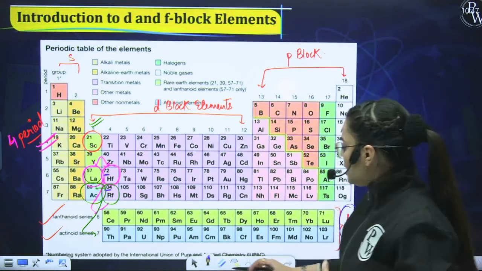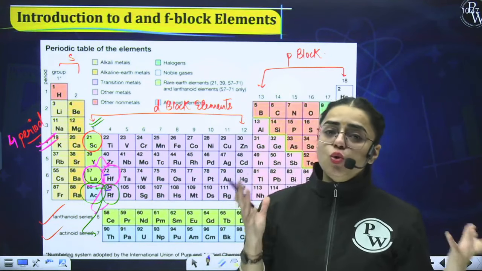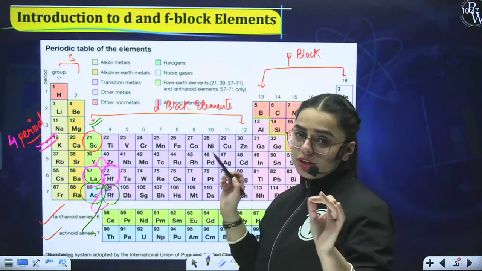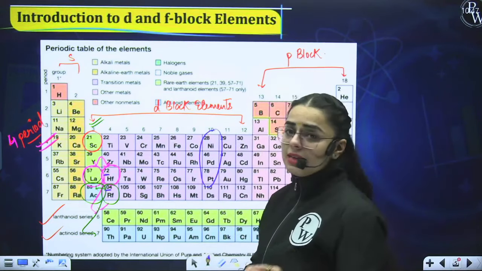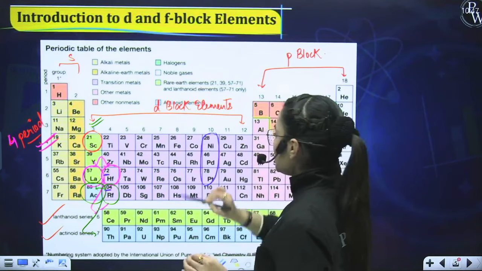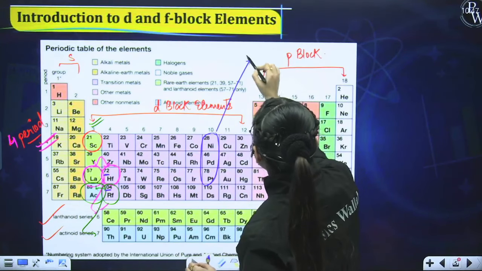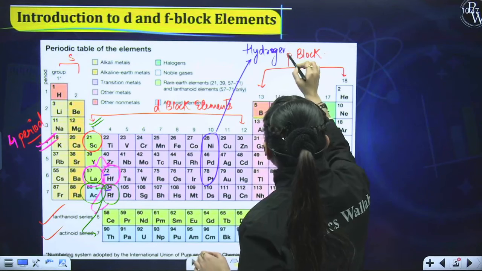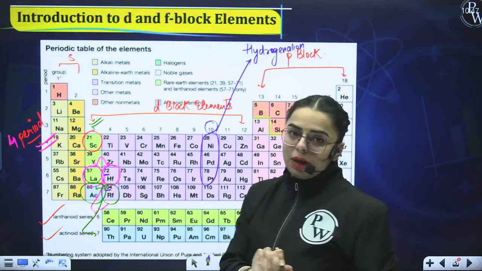Right now, there is some more information that you should know. In organic chemistry, you observe that there is a hydrogenation reaction, and in that particular reaction, you use nickel, palladium and platinum as a catalyst. That means you are using group number 10 elements over here as a catalyst. So these three elements are used for hydrogenation. You should remember their group number.